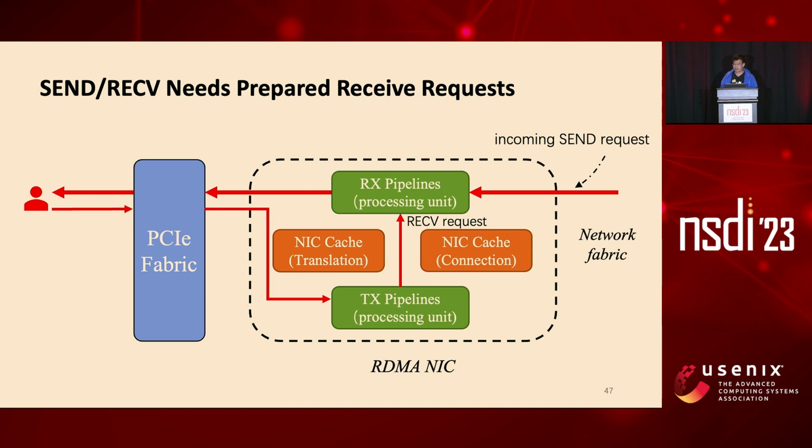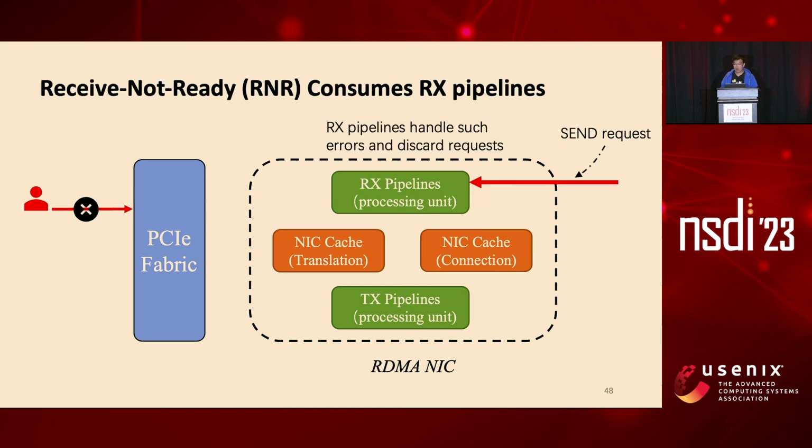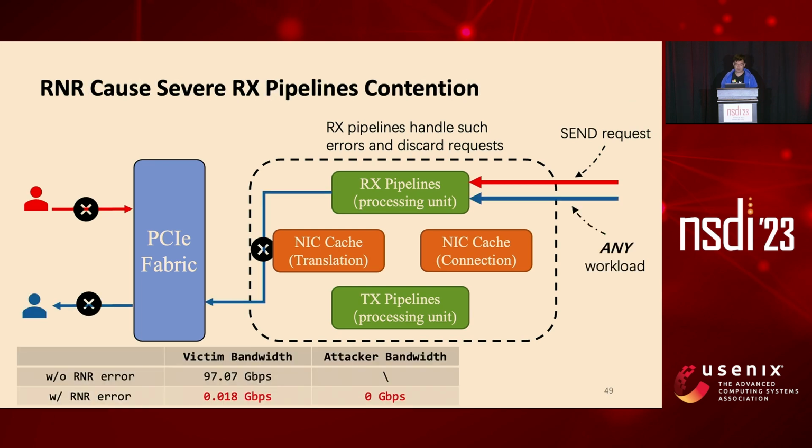As this figure shows, everything goes correctly. However, if the receiver does not post any receive request at all, an error called receive not ready will be triggered. The RX pipeline will handle such errors and discard the incoming send requests. What we observe is that if at the same time there is another tenant that has incoming traffic, say this blue tenant, this tenant's traffic will be all blocked, no matter what type of workload it is.